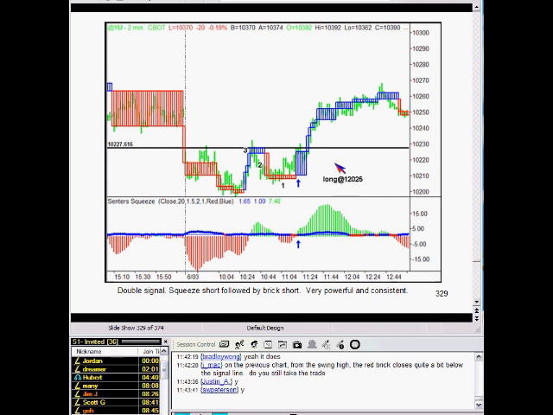I like it when they confirm each other. It's really nice. It means it's going to be a good trade. Don't pay any attention to this. The text is wrong. I need to change that.